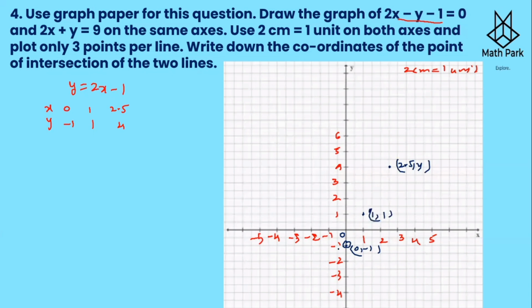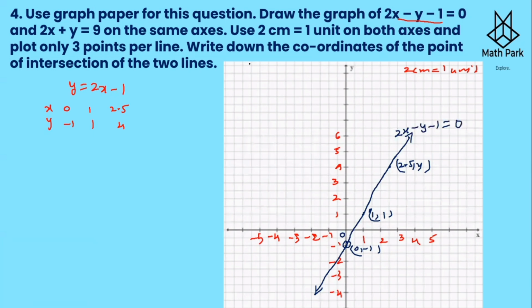Use the ruler to draw this line. So here I'm using the ruler, draw the line. And as soon as you have drawn the line, please don't forget to write the equation of the line, which is 2x minus y minus 1 equals 0.